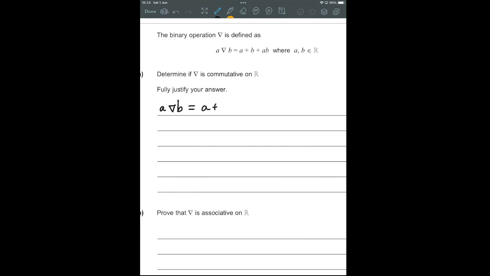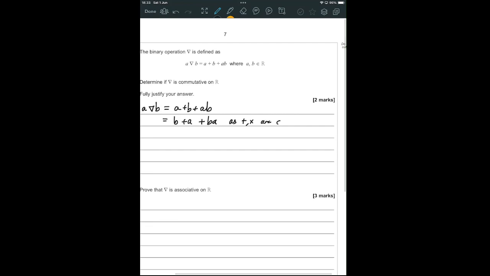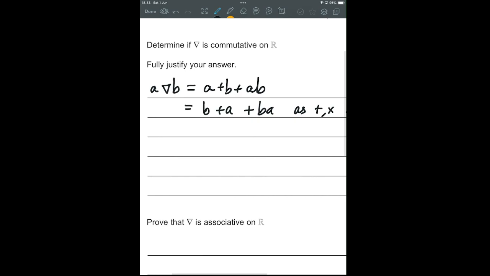So A delta B is A plus B plus AB, which I can write as B plus A plus BA, as addition and multiplication are commutative. I've swapped the order of those operations. If they weren't commutative, then a lot of lower level numeracy just wouldn't work. And then that is exactly what B delta A is. So therefore, A delta B is B delta A.